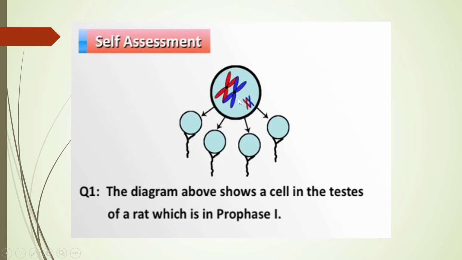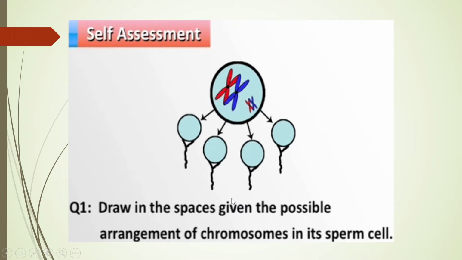Okay, so this rat has got how many chromosomes in the parent cells? You count the centromere. 1, 2, 3, 4. Okay, 4 chromosomes. So how to do this? Or what questions? Yeah, the questions here. Draw in the spaces given the possible arrangement of chromosomes. So how to start it about?